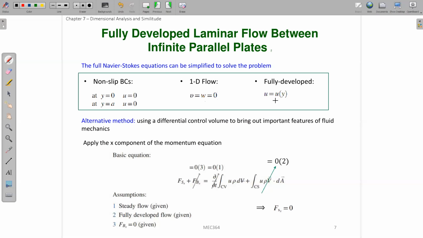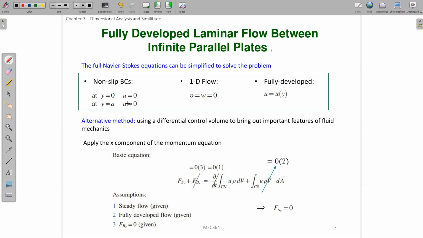And also we know that the velocity u is only a function of y, not a function of x, because it is fully developed, with the velocity profile not changing in the x direction. So you can use this to greatly simplify both the mass conservation equation and the momentum equation in the Navier-Stokes equation. And also, if you want to solve that equation, right, you need to have some boundary conditions to solve it.